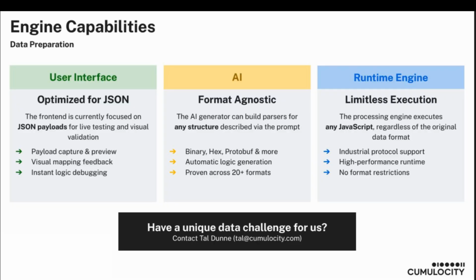But one thing that I want to quickly call out is the engine capabilities. As I mentioned, we've been doing a lot of work on our end to test and verify not just the AI, but also the engine capabilities itself. So as you just saw, that user interface is optimized for JSON payloads. We know the vast majority of our customers use JSON payloads, so we've optimized that user interface, at least in the short term, for those JSON payloads. However, the AI and the underlying runtime engine are format agnostic. So we've tried things like Sparkplug and Protobuf and other binary types. All of those work throughout this powerful engine that we've created, right?